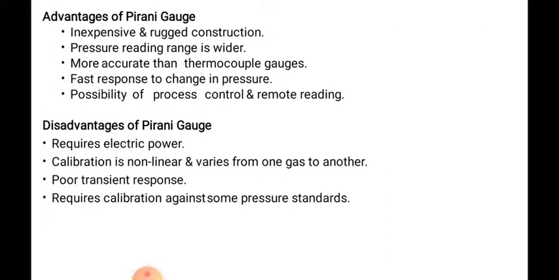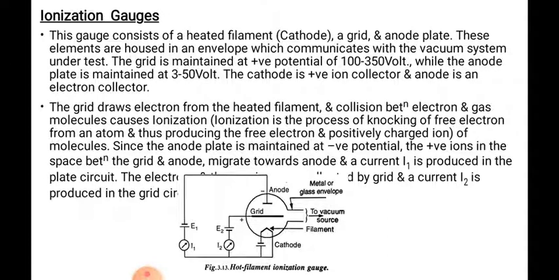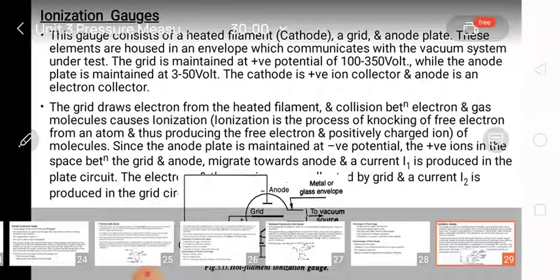Okay, the next type of gauge is the ionization gauge. In the ionization gauge, we can see in the experimental setup there are a cathode, one grid, and an anode. The experimental setup is somewhat similar to the Pirani gauge or thermocouple gauge, but there are additional components that we will have to study.